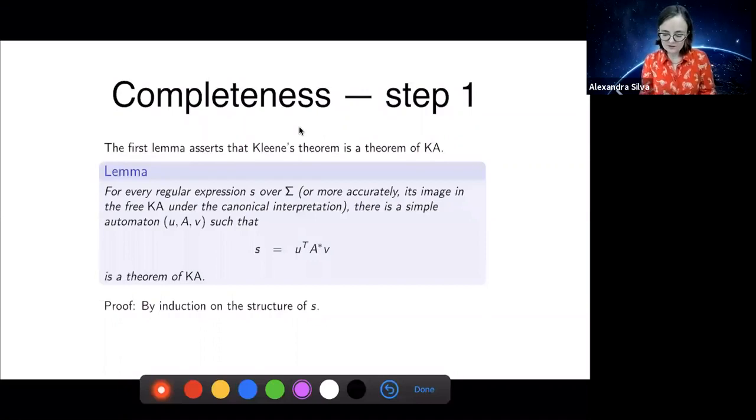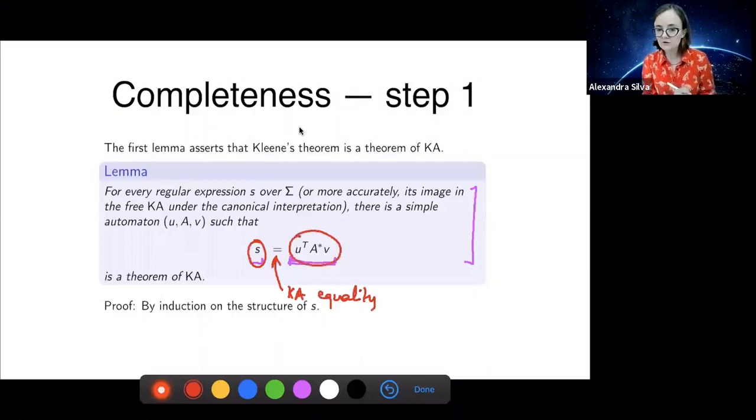And so basically what this is saying is that for every expression, there exists an automaton which is simple, such that the expression itself, and it is very important to note that this here is Kleene algebra equality, is syntactically equal to the expression that you get out of doing this matrix multiplication.